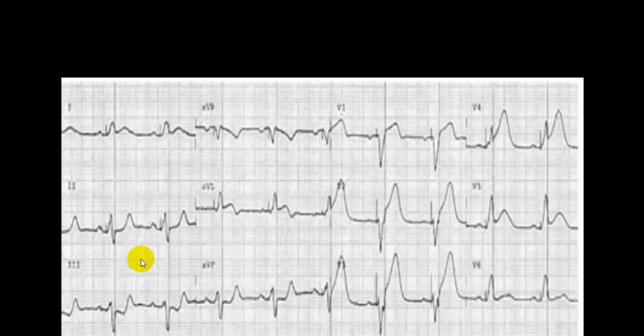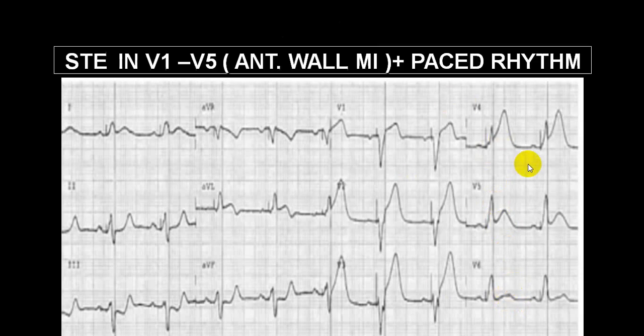Again, you can see here there is an ST depression in lead 2, lead 3, aVF, and there is an ST elevation in lead 1, aVL, and there is a spike. You can see clearly the spike, and there is a marked ST elevation in V1, V2, V3, V4, even V5, and even in V6 there is a slight ST elevation. So this is extensive anterior wall infarct.